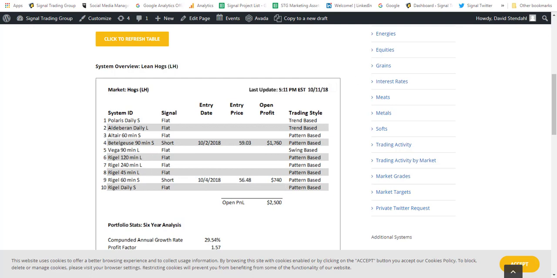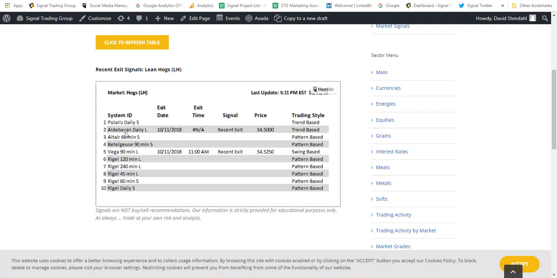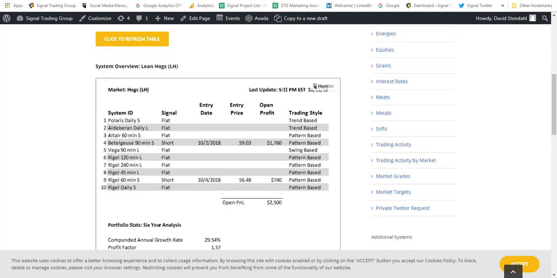The two positions that we liquidated today were the Aldebaran Daily, which I just looked at, and the Vega 90, which was also liquidated midday or so. This particular one lost around 400. This one over here gained around 3,100. So net 2,600 and change as far as what we were able to take out of the market here today, at least in Hogs. And as I mentioned, we are short the market with the other two systems, Betelgeuse 90 and the Rigel 60.